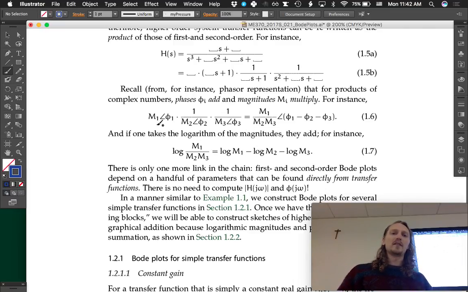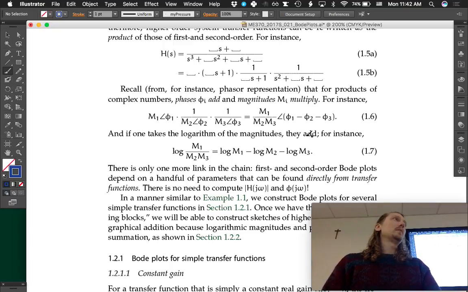This is just an example. If you have one complex number, m1, it has a magnitude and a phase. This one has a magnitude and a phase, but it's in the denominator, and so does this third one. The magnitudes multiply and divide each other, so m1 divided by m2 divided by m3. And the phases just add together. If it's in the numerator, it's positive. If it's in the denominator, it's negative. They just sum. This has been true for phasors and everything like that, but also whenever you combine complex numbers using magnitude and phases.